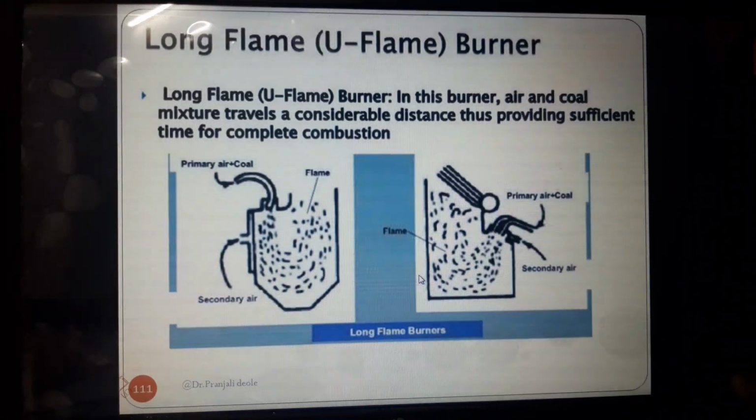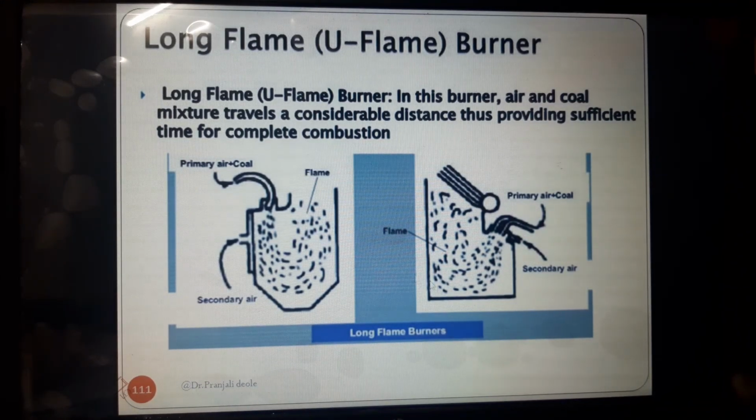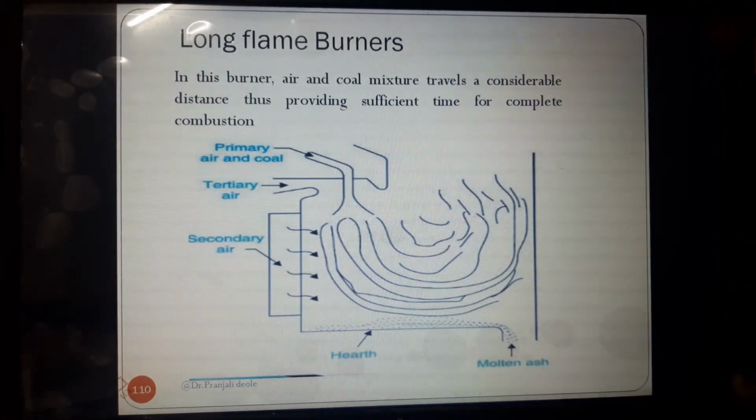Here you can see other forms of the long flame burners. In this first diagram, the secondary air is supplied from this end, and this is the supply of the primary air and the coal, and this is how the U-shaped flame is created. The same over here, there is a supply of primary air and coal and the supply of the secondary air, and this is how the U flame is getting created. Let's go back to the previous diagram.